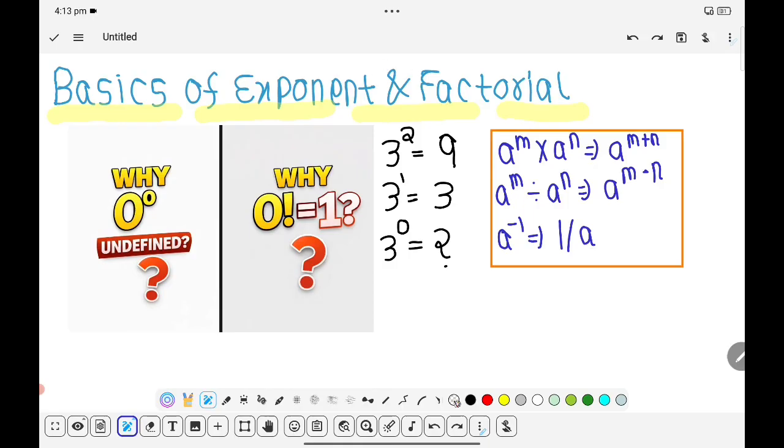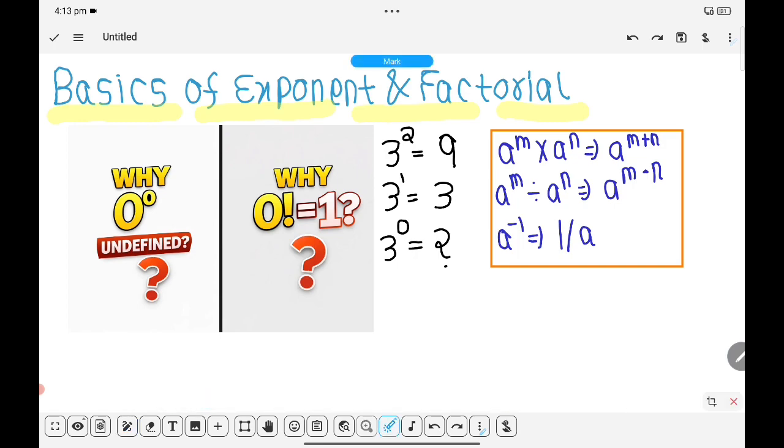So first of all, before going to the mathematical proof, we must know some basic properties of exponents. The first property is a to the power m into a to the power n is equal to a to the power m plus n. Means if the bases are the same and the exponents are different and they are in a multiplication sign, the powers add. And if there is a division sign, then the powers subtract. And if it is given a to the power minus 1, then it is 1 upon a, meaning the reciprocal of a. So now let's see what 3 to the power 0 stands for.